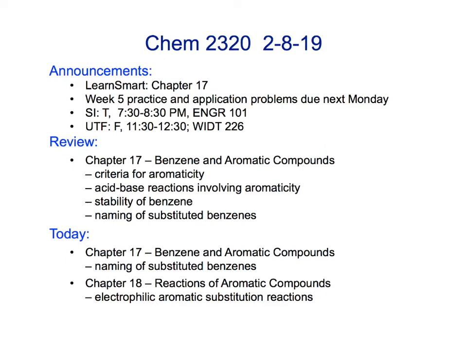All right, so now we're going to go on to chapter 18. It's called the reactions of aromatic compounds. We're going to look at one basic type of reaction for benzene, called electrophilic aromatic substitution reactions. We're going to be able to add various groups, but they're all going to follow the same type of mechanism.